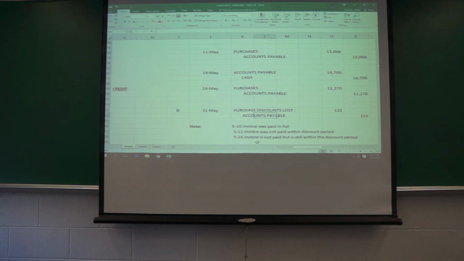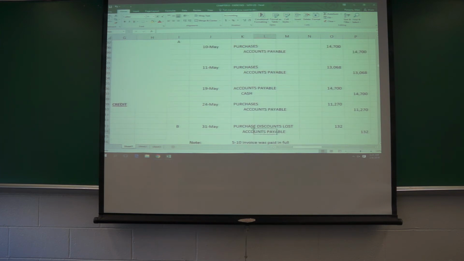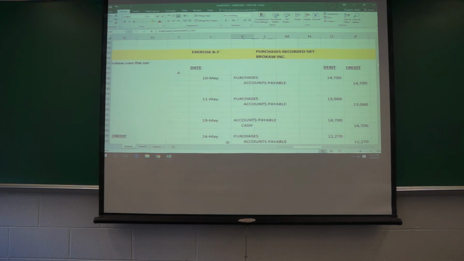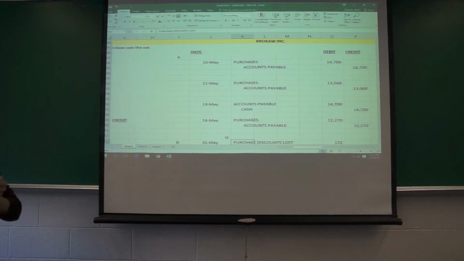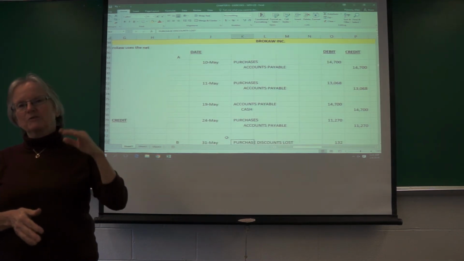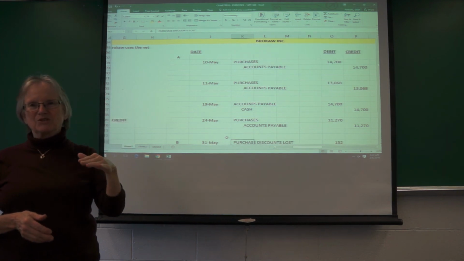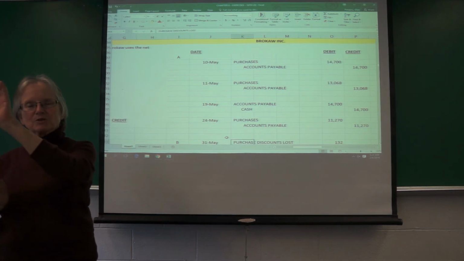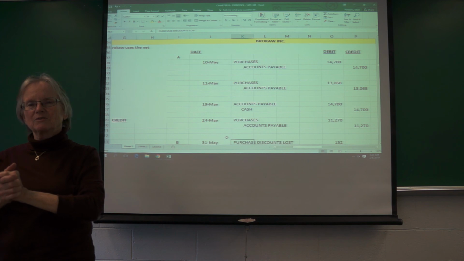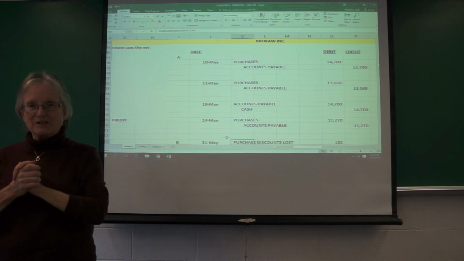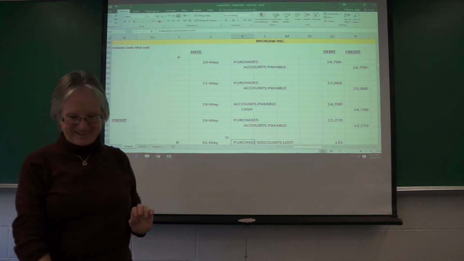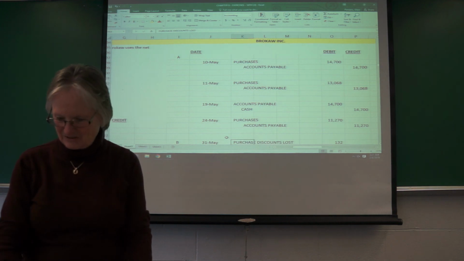The ending invoice is not paid either, but that's still within the discount period, so we don't have to do anything on that yet. But you do have to record it when the purchase discount is lost. Okay, so keep firmly in your mind the difference between a trade discount, purchase discount, and then you have to distinguish the gross method of recording the inventory versus the net method. Okay, I think that gets us up to date with all of that.